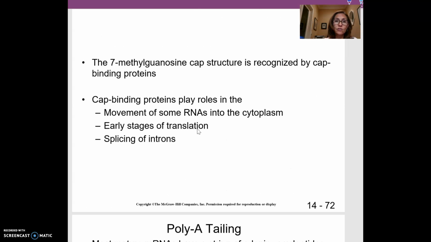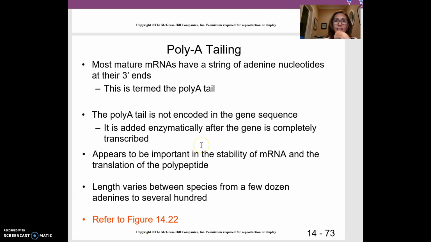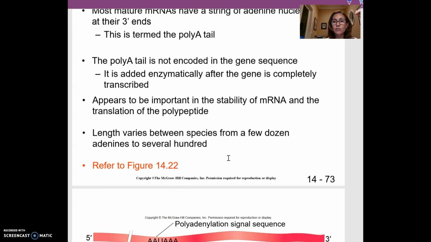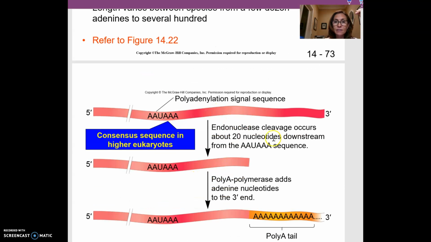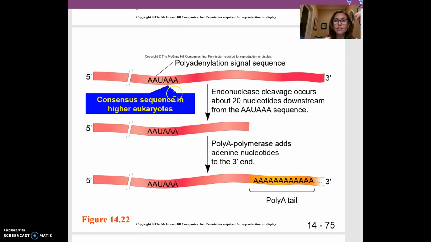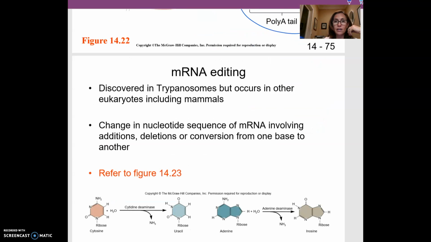Poly A tailing, and so here are just more details. Poly A tailing occurs when an enzymatic process continually adds more A's to the end of your sequence. So you have this polyadenylation signal within the messenger RNA. At the end of that, the enzymatic activity will basically start adding lots of A's to the end. And this gives a 3' polarity to your mature messenger RNA.